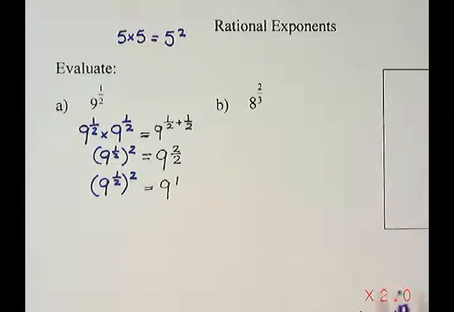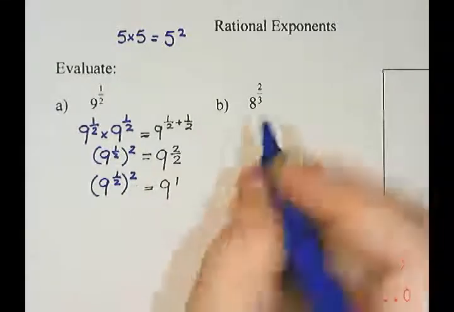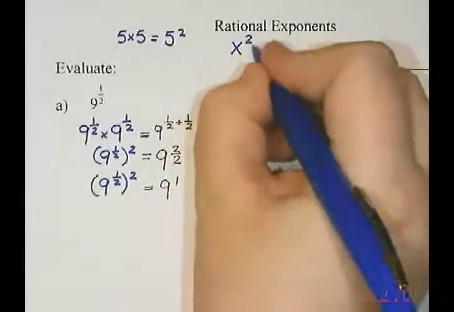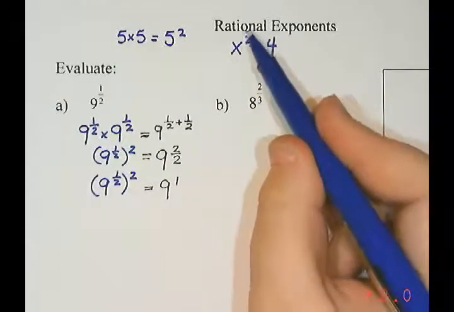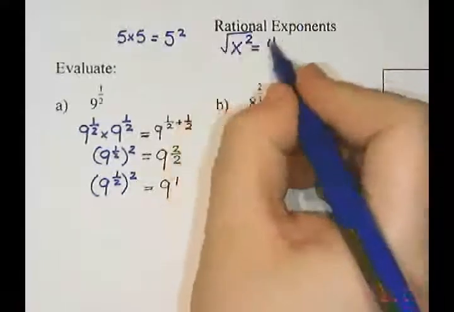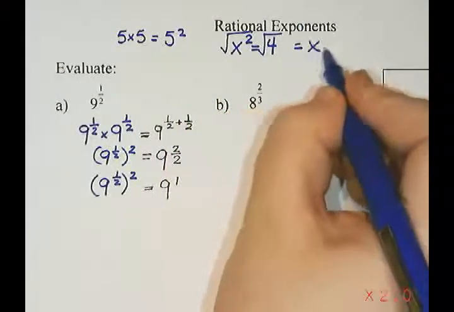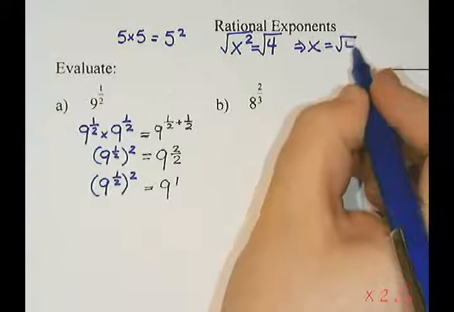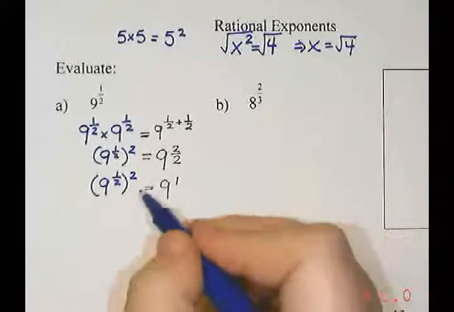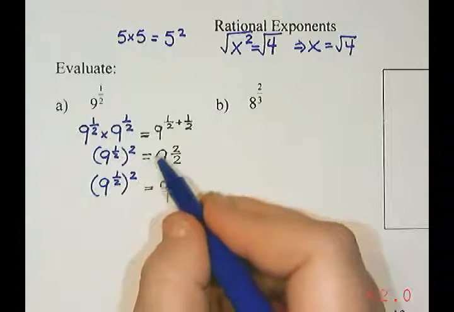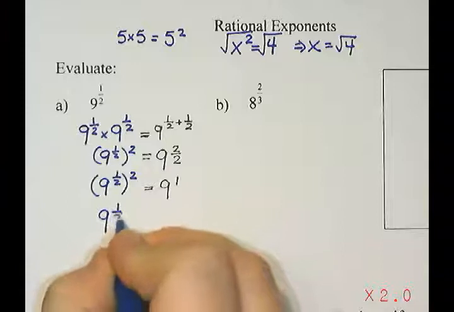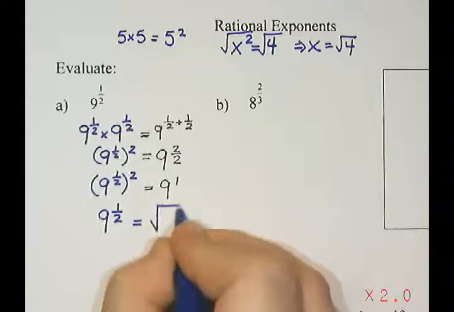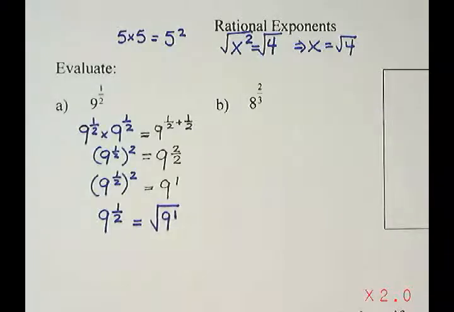Now here's the interesting part. If you had a square, so let's say we had x squared equals 4, and I wanted to solve for x, we would take the square to the opposite side by doing the square root to get x equals the square root of 4. So here, to take this square to the other side, we're going to take the square root of 9 to the power of 1. So 9 to the power of 1/2 equals the square root of 9 to the power of 1. And I'm going to leave it there for a second.